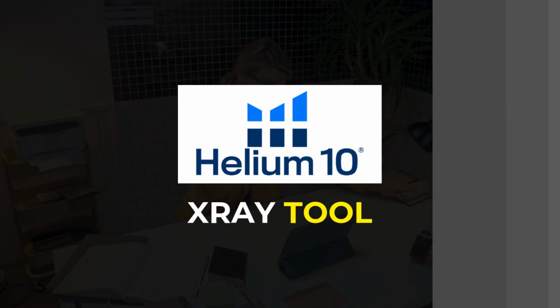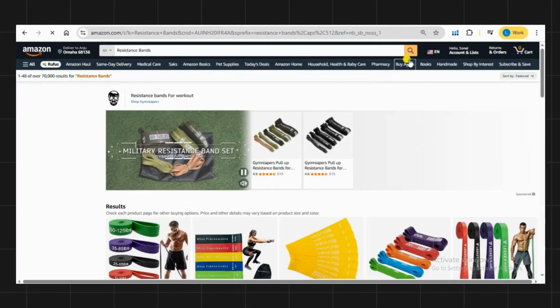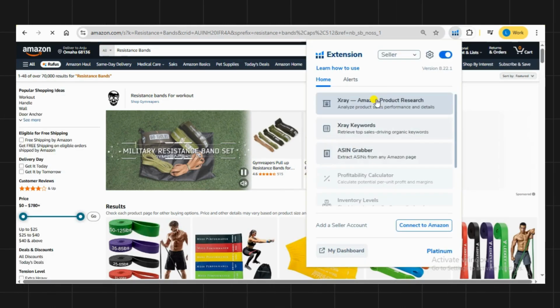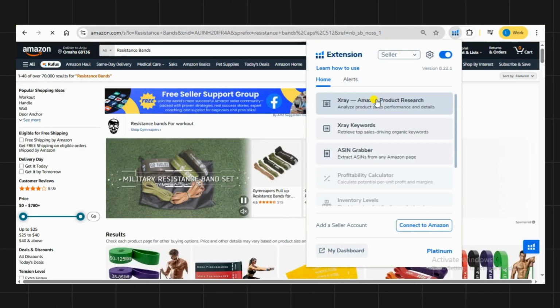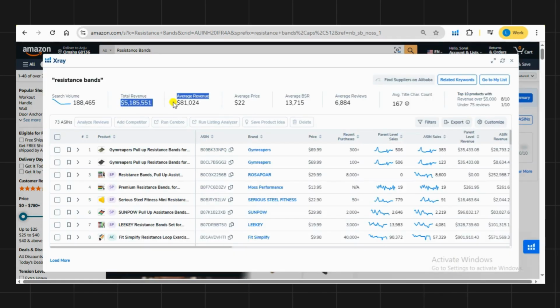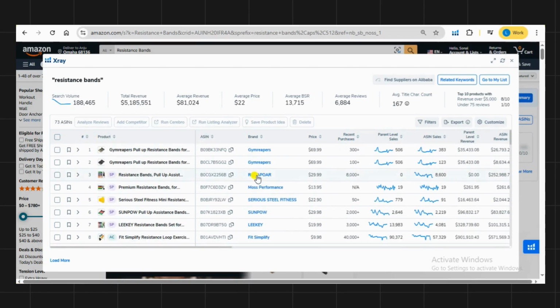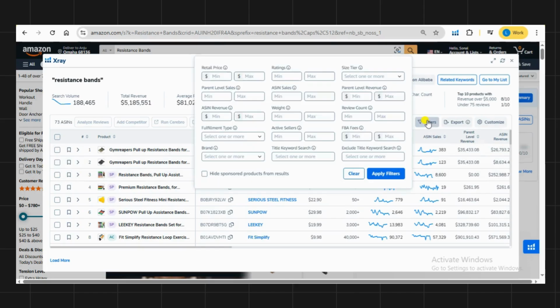Since the extension is already installed, just head over to Amazon and type in a product keyword like bamboo toothbrush or resistance bands. Once the results load, click on the Helium 10 icon in your browser and choose Xray, Amazon Product Research. Xray will instantly scan the page and show product data including monthly sales, revenue, price, reviews, and fulfillment type. Look for products with high revenue and low reviews. These are your best opportunities.